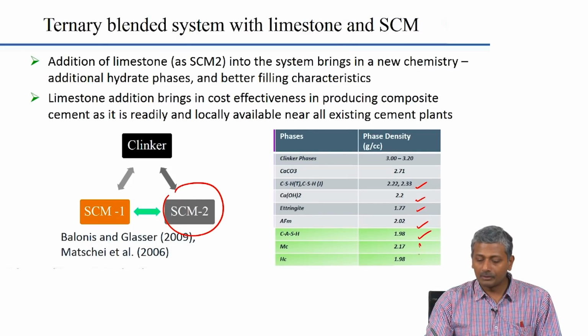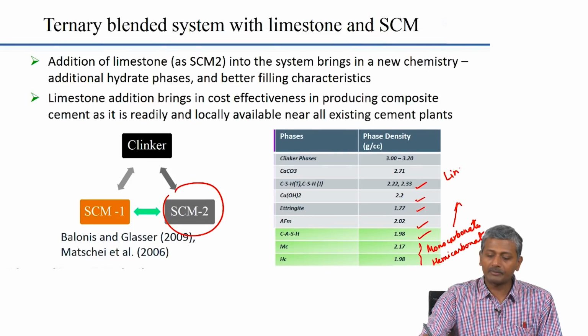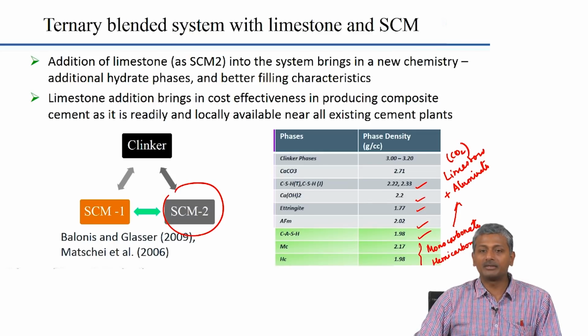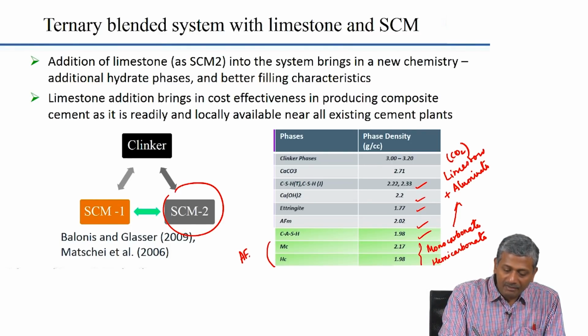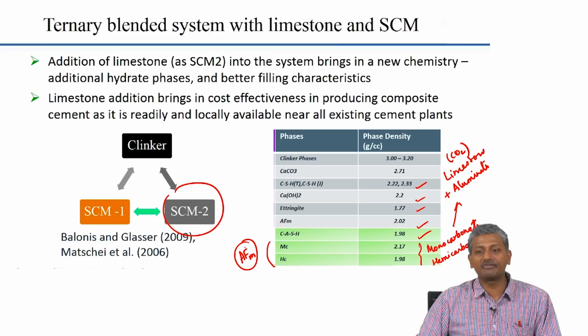You form two phases which are called monocarbonate and hemicarbonate. And these are forming because of the reaction of limestone plus aluminate. Limestone, implying the CO2 from the limestone, plus the aluminate is forming the monocarbonate and hemicarbonate. If you look at it, these are also AFM phases. They are quite similar to AFM type phases.